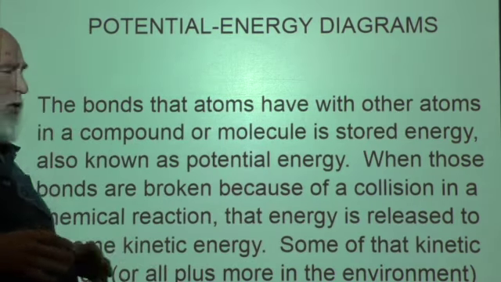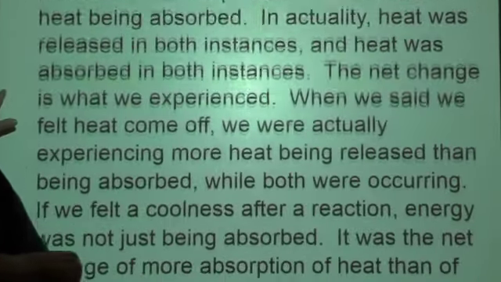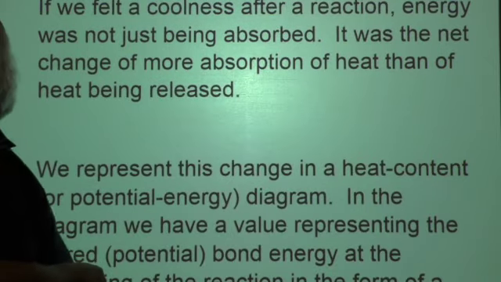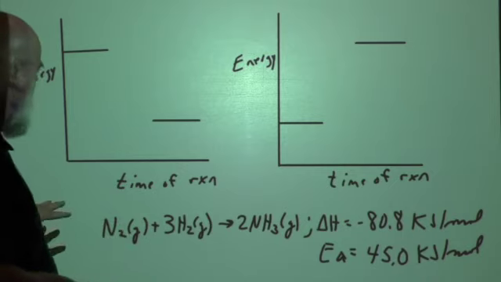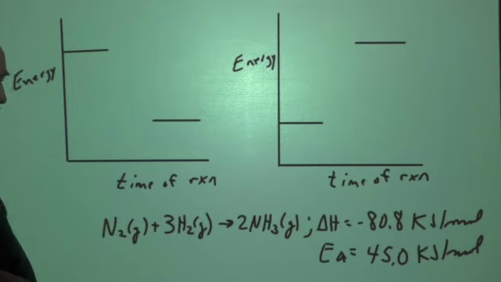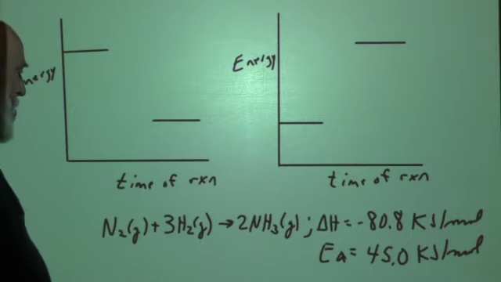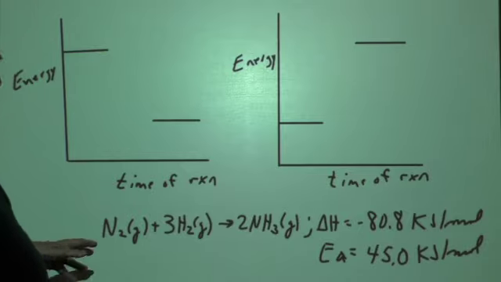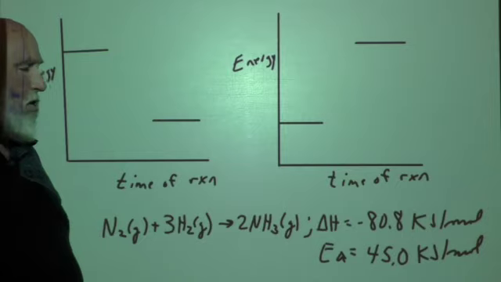How do we show that, though? Well, we're going to be using that diagram here. The heat content diagram looks something like this. Let's take this scenario right here. Let's suppose that nitrogen and hydrogen collide with each other, creating the compound ammonia. When that occurs, we have a delta H of negative 80.8 kilojoules per mole.